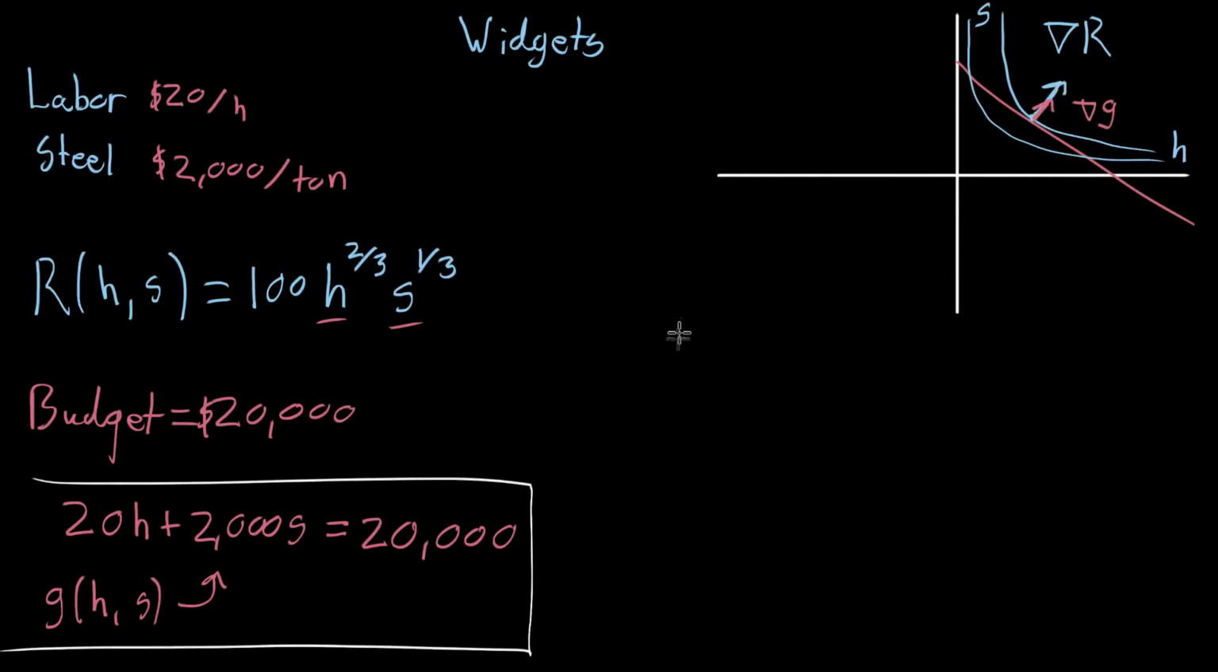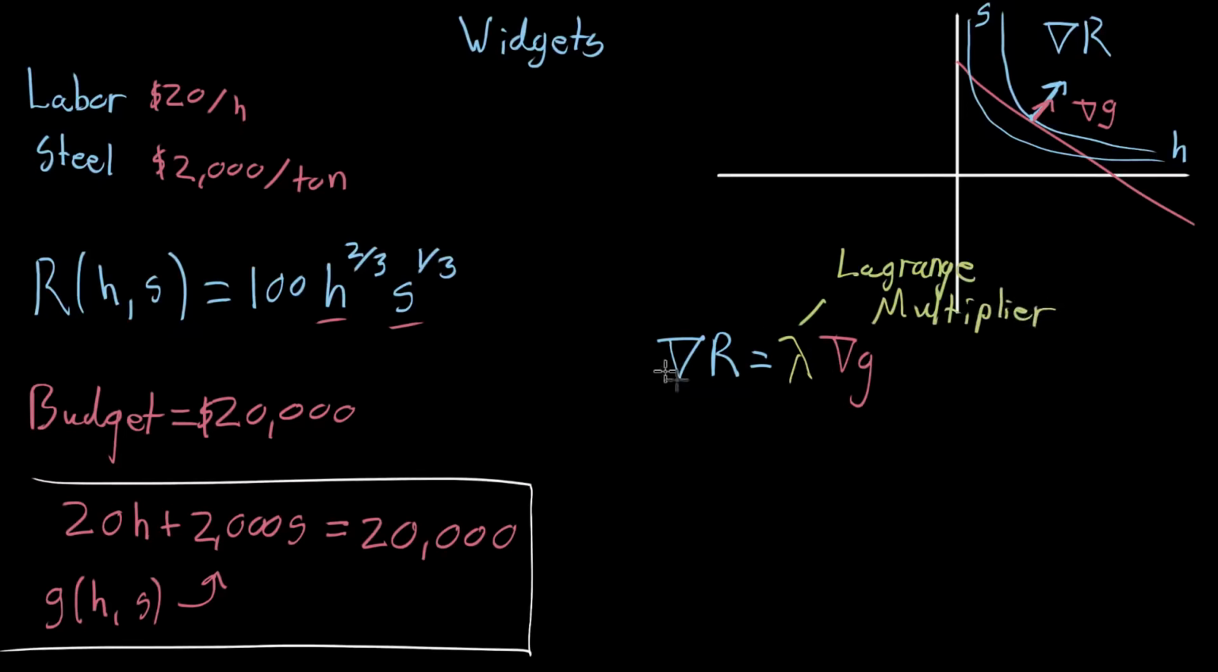And typically the way you write this is to say that the gradient of this function is proportional to the gradient of g. And this proportionality constant is called our Lagrange multiplier. So let's go ahead and start working it out.